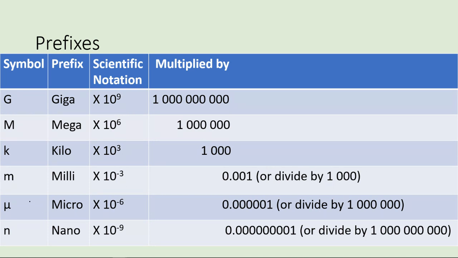Micro, which is this Greek symbol here, mu. So it's a U with a little extra leg on it. It's 10 to the minus 6, so that's dividing by a million. And nano is 10 to the minus 9, which is dividing by a billion. Again, you'll have come across these before. When we get back, we'll have a copy of this in your jotters for your own reference all the time. So that's our prefixes covered.